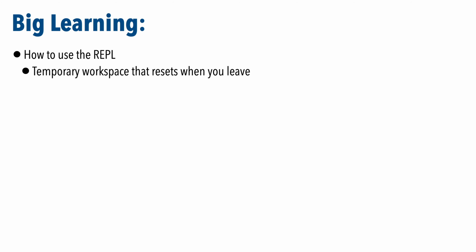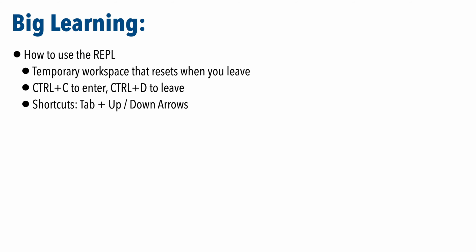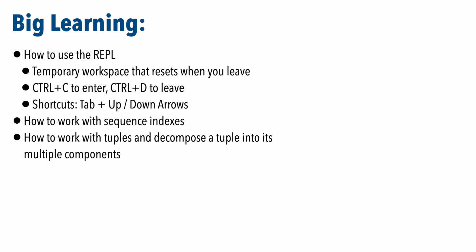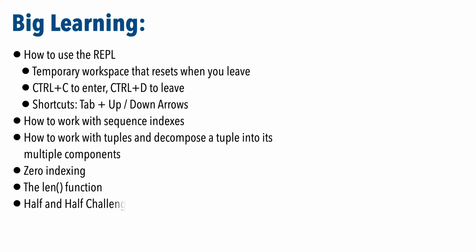We learned how to use the REPL as a temporary workspace, but we learned that this resets whenever you leave the REPL. We learned that you enter the REPL with a Control-C and we get out of it with a Control-D. We learned about REPL shortcuts, tab for code completion, and up and down arrow to access previous lines that were entered into the REPL. We learned how to work with sequence indexes, how to work with tuples and decompose a tuple into its multiple components. We learned about zero indexing, the len function. We completed the half and half challenge and the one blue at a time challenge.